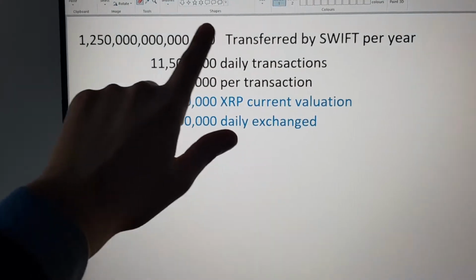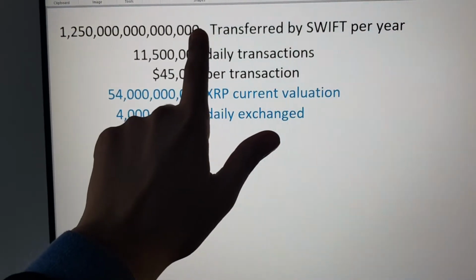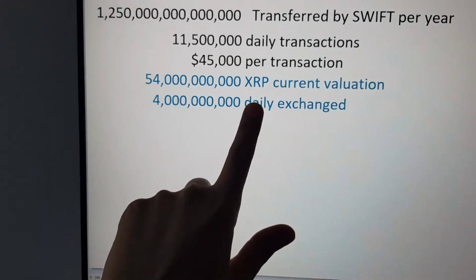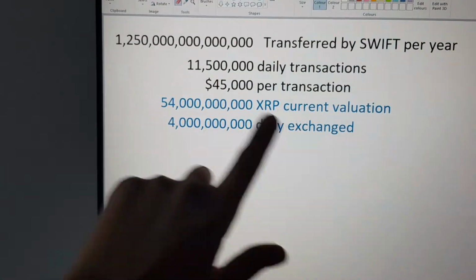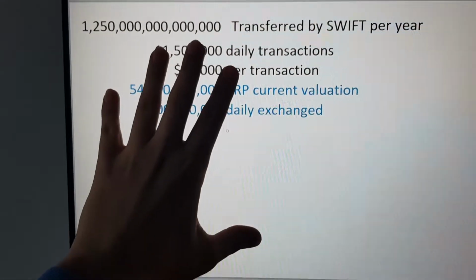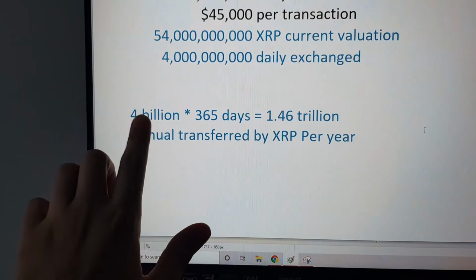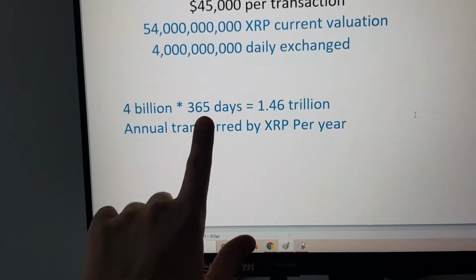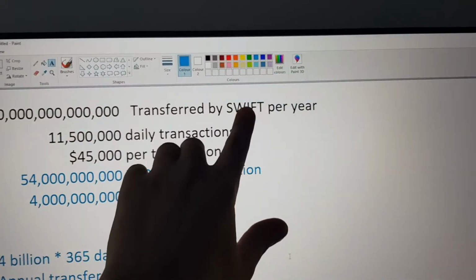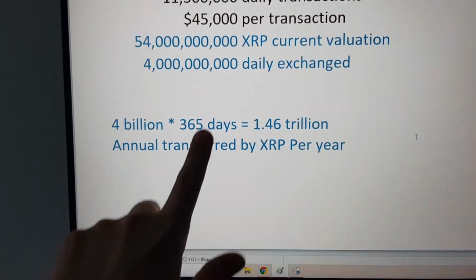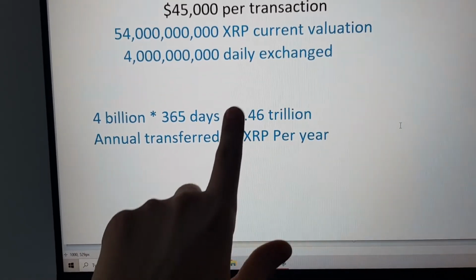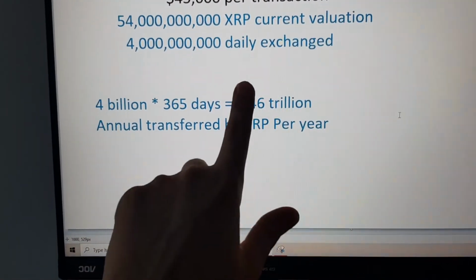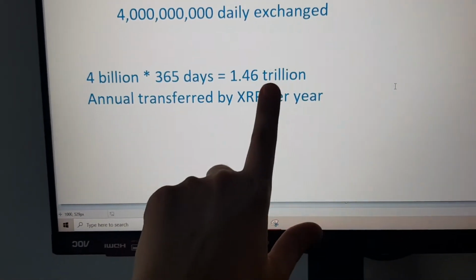So we need to see what percentage of these 1.25 quadrillion, which are handled by Swift every year, this would be. So let's get an annual figure, and then let's divide that by this to get the current market share of XRP. So we have the first number. If we take the 4 billion that's transferred every day times 365 days, because XRP works 24/7, all of these only work Monday to Friday. Well, because this works every day, we arrive at a figure of 1.46 trillion annual transferred by XRP per year. That's 1.46 in US dollar equivalent.